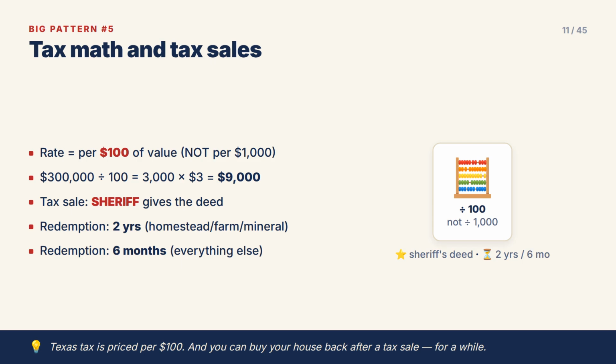Texas tax rates are quoted per $100 of value, not per thousand. A $300,000 home taxed at $3 per hundred. 300,000 divided by 100 is 3,000, times 3 is $9,000.